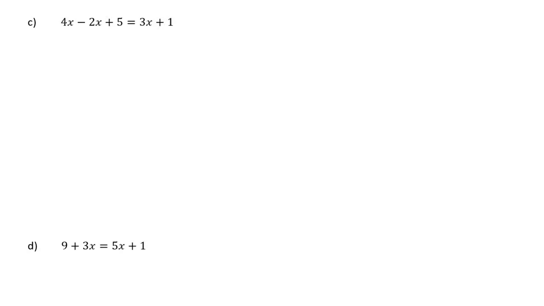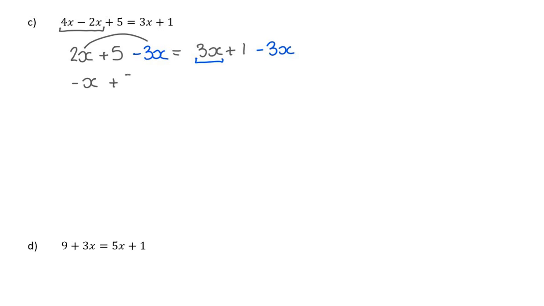The moment I look at it, I'm like, hang on, this is a little bit messier than it needs to be, because 4x take away 2x can simplify. So I get 2x plus 5 equals 3x plus 1. So definitely a Beyonce question, because I have 3x and I want to get those letters to the left. So in order to get rid of that 3x, I'm going to subtract 3x. Now the moment I do that, I like to pause and collect like terms. So 2x take away 3x is negative x plus 5.